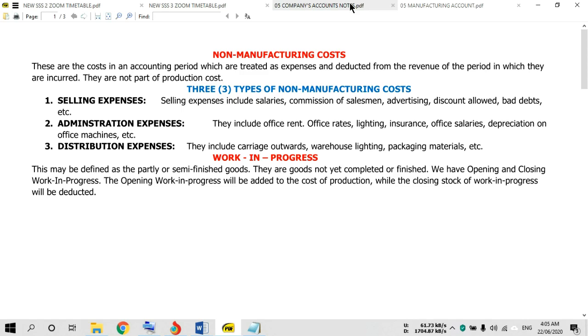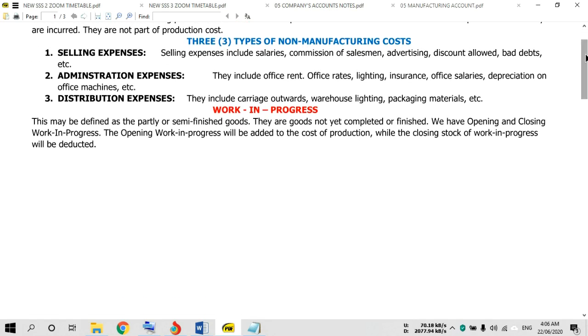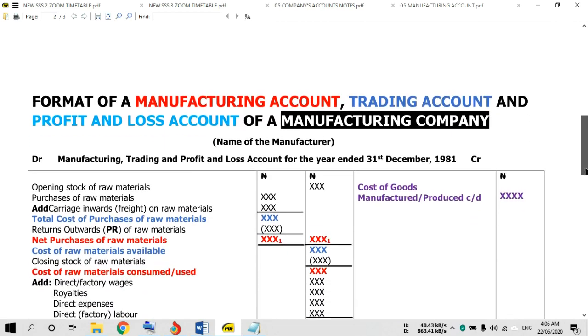The work in progress represents the uncompleted or incomplete stock, or stock not yet called finished goods. So that is that. I've taught you all this, so let's proceed straight away to the format.